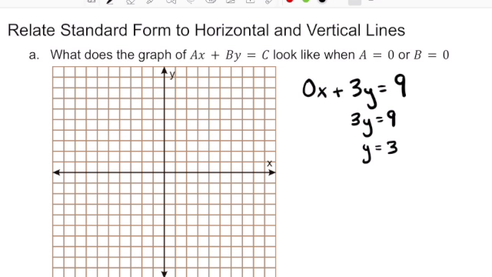Well, we would go to where y is 3, so on the y-axis, right here at 3. And then y is always 3, so y would be 3 here, here, here. Y is always 3. And what ends up happening is that makes a horizontal line.